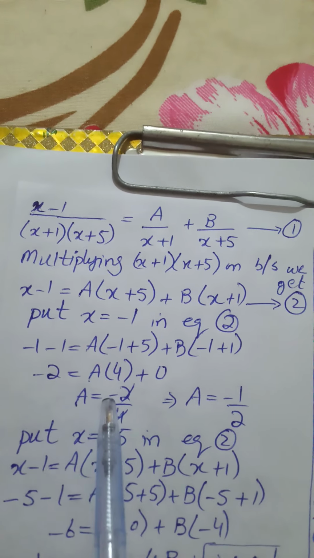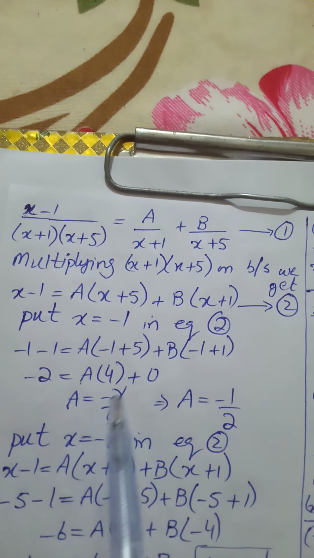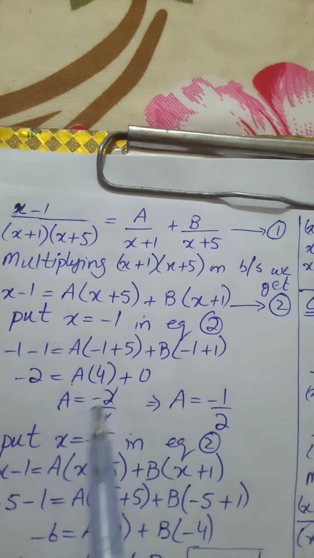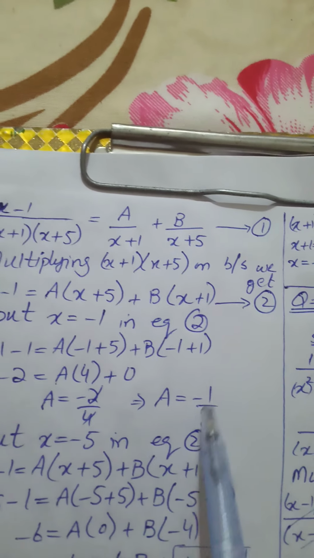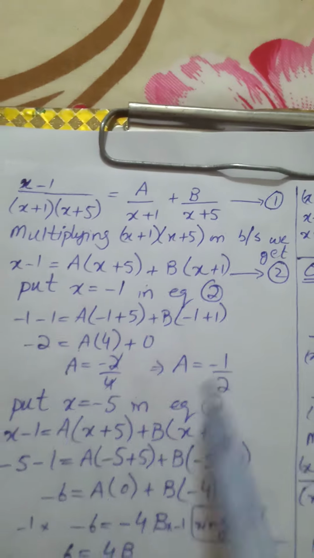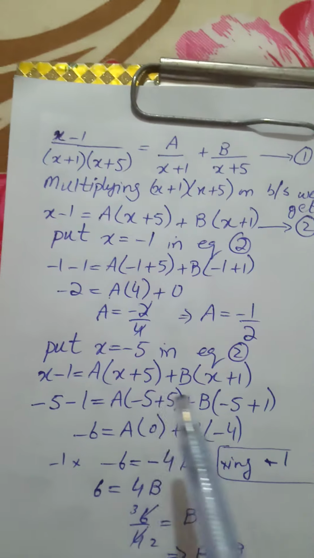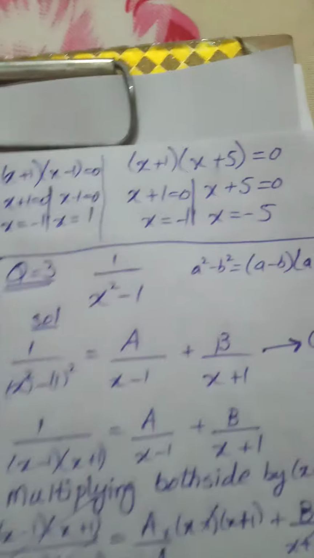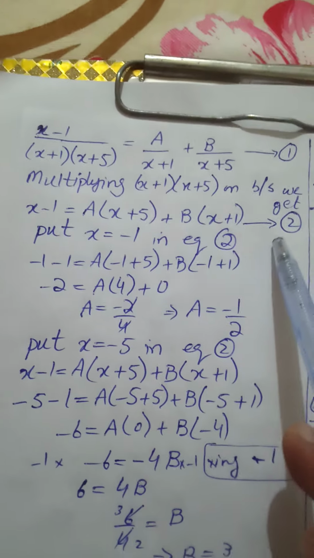So actually a is equal to minus 2 divided by 4. So cancel this term: 2 1s are 2, 2 2s are 4. So it will become a is equal to minus 1 by 2. Now what we can do, we can take another term, x is equal to minus 5 in this equation.